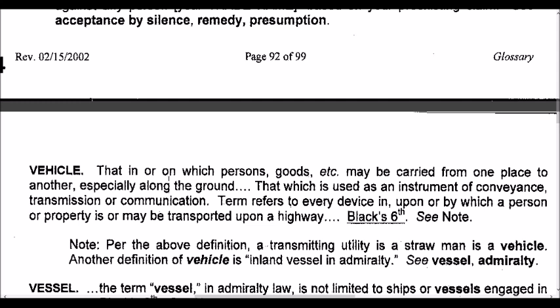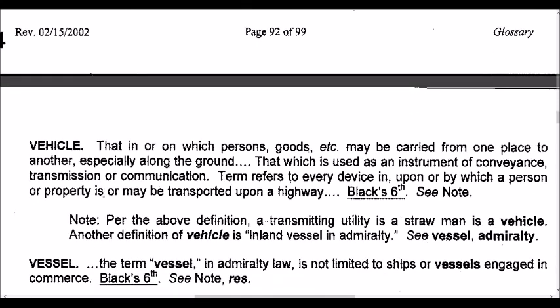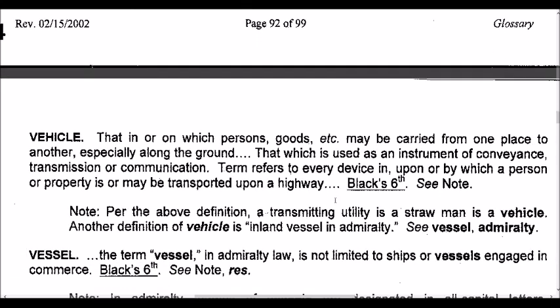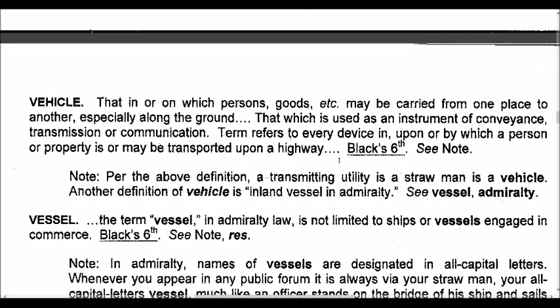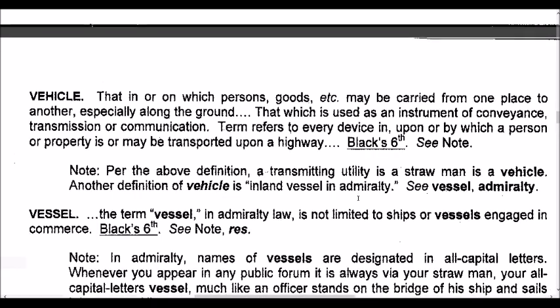Vehicle: that in or on which persons, goods, etc. may be carried from one place to another, especially along the ground. That which is used as an instrument of conveyance, transmission, or communication. Term refers to every device in, upon, or which a person or property is or may be transferred upon a highway. Black's Sixth. Note, per the above definition, a transmitting utility, a strawman, is a vehicle. Another definition of vehicle is inland vessel in the Admiralty.